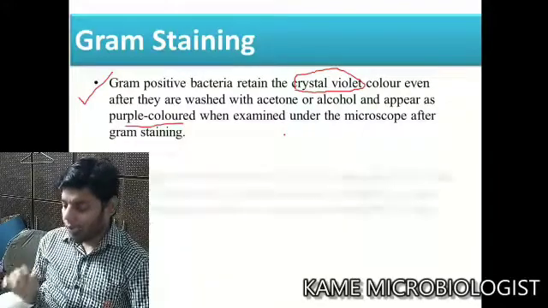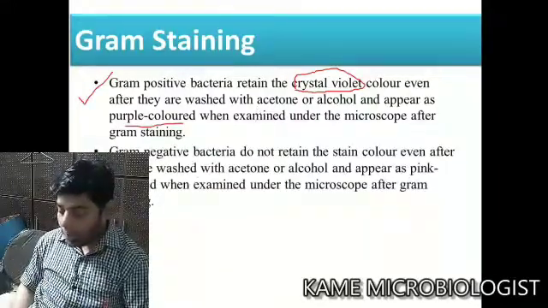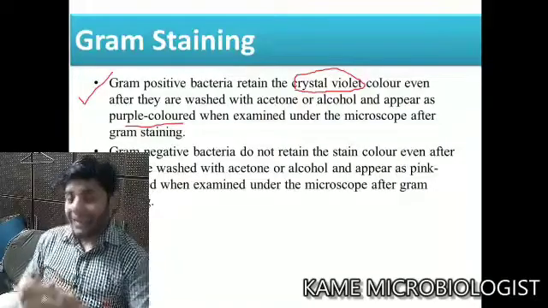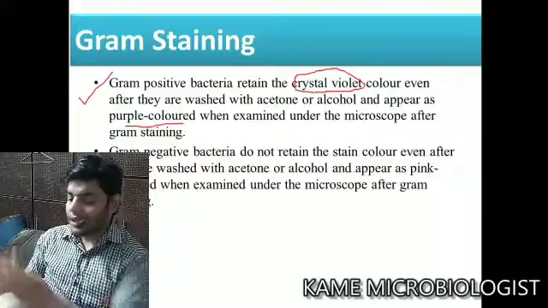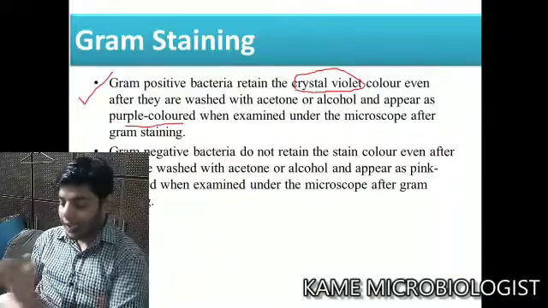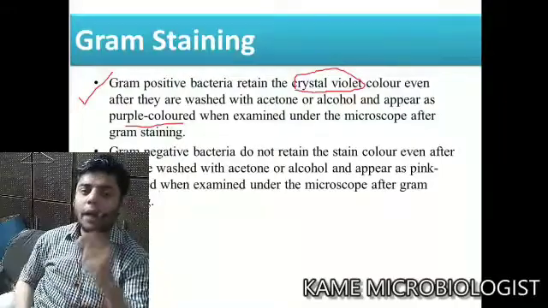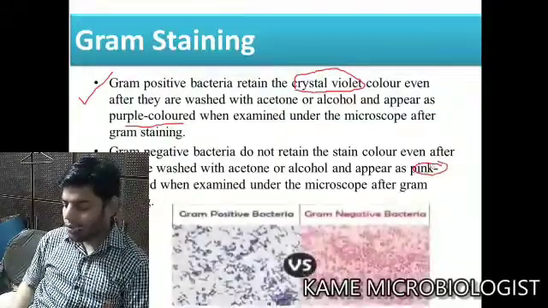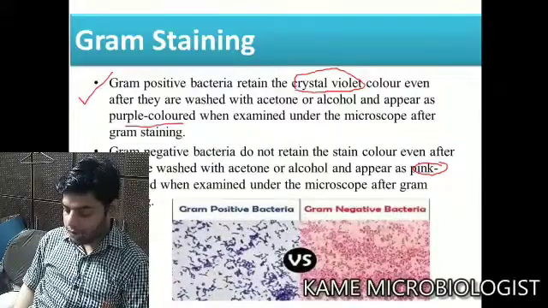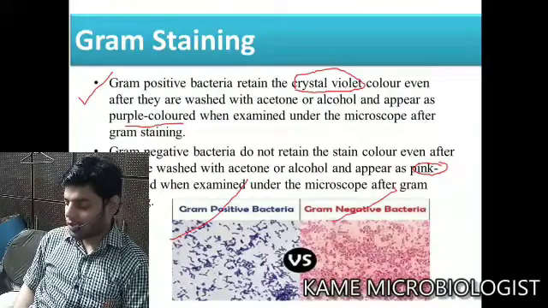Moreover, acetone and alcohol are washed out in this case. Now in case of the gram-negative bacteria, as the cell wall is very thin, crystal violet is not retained and the acetone and alcohol are washed out, and then under the light microscope it appears reddish pink in color. So again, this is the diagram, as you can see. This one is the gram-positive and this one is the gram-negative bacteria.